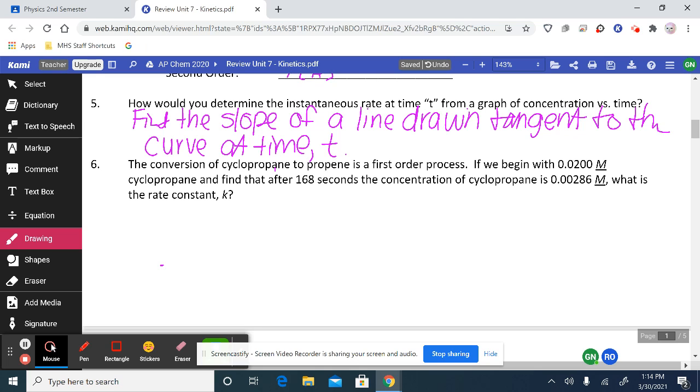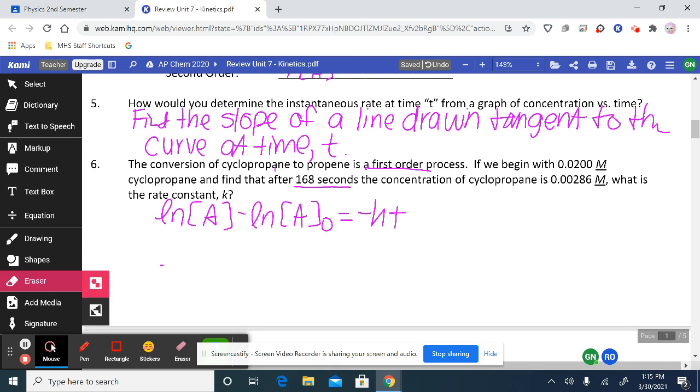All right, number 6, the conversion of cyclopropane to propene is a first order process. If we begin with 0.0200 molar cyclopropane and find that after 168 seconds, the concentration of cyclopropane is 0.00286 molar, what is the rate constant K? Okay, since we see that elapsed time, we know we're going to need our integrated rate law. And since it's first order, my integrated rate law is natural log of the concentration of A minus natural log of the initial concentration of A, and that equals negative K times T.